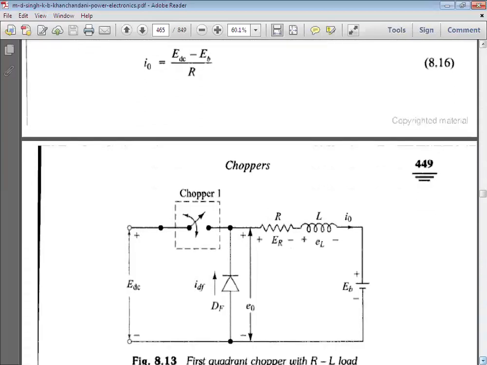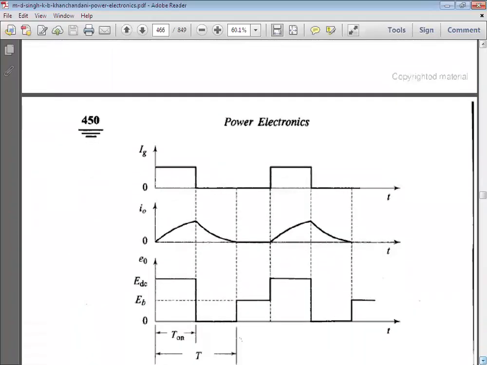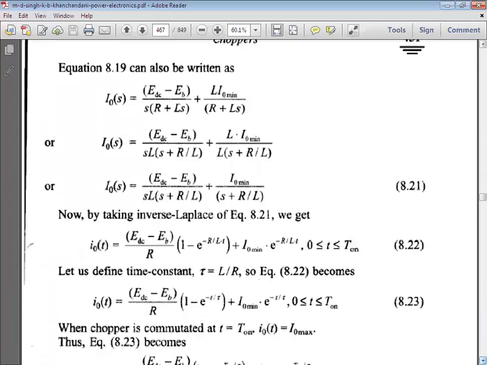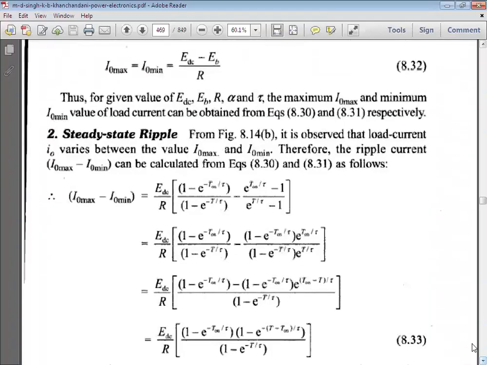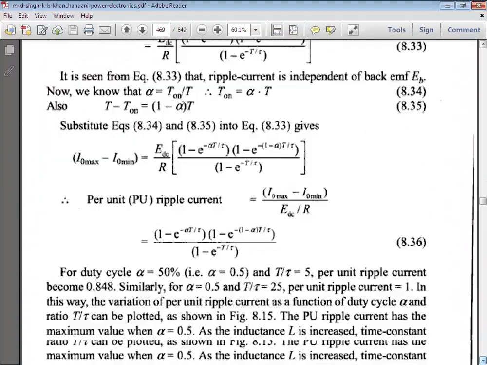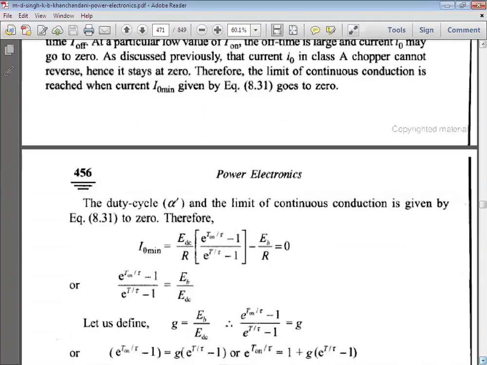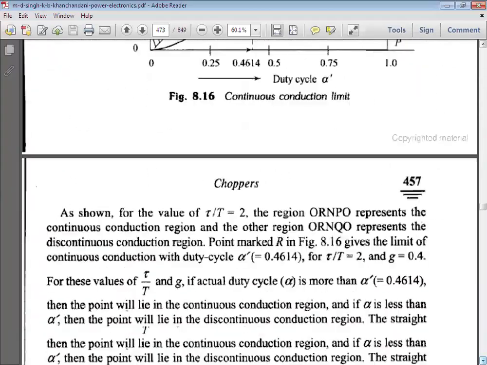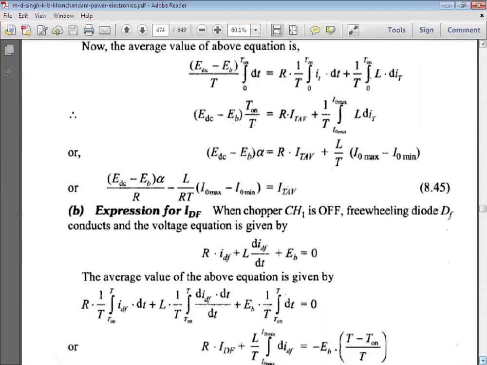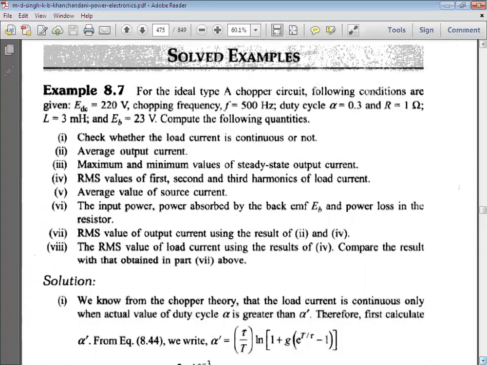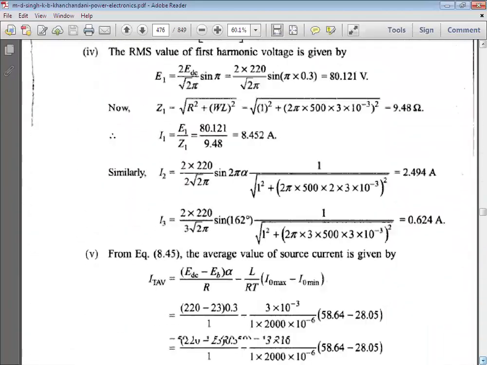Now, there is no need to study all these details, like steady state ripple. If you want, you can study them, but as far as your syllabus is concerned, since you are at third year level, these details are not expected. Just the explanation we have discussed is expected. As far as your final exam is concerned, you can skip these points. This example is also not expected in the final exam.